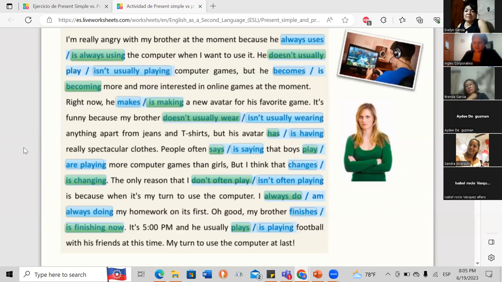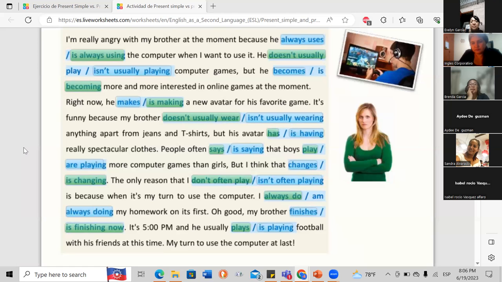Okay. I'm really angry with my brother at the moment because he is always using the computer when I want to use it. He doesn't usually play computer games, but he is becoming more and more interested in online games right now. He is making a new avatar for his favorite game. It's funny because my brother doesn't usually wear anything apart from jeans and t-shirts, but his avatar has really spectacular clothes.